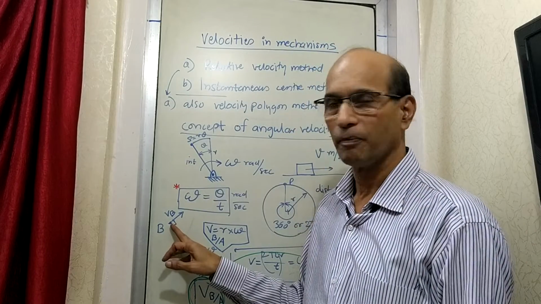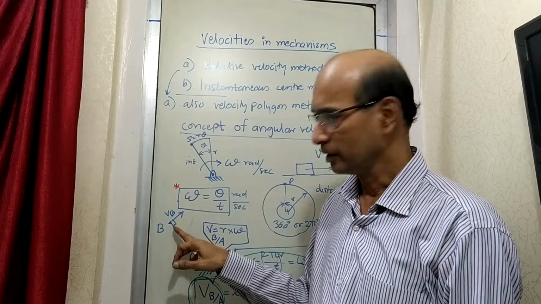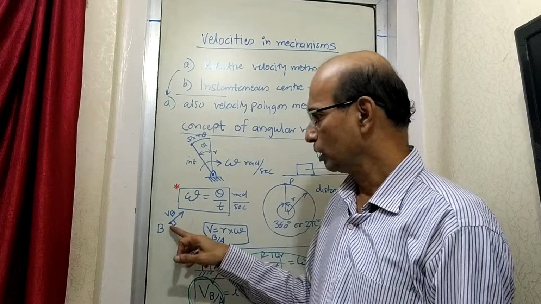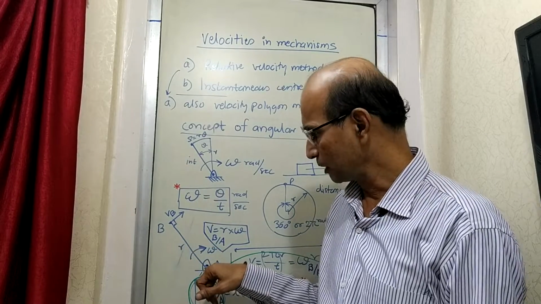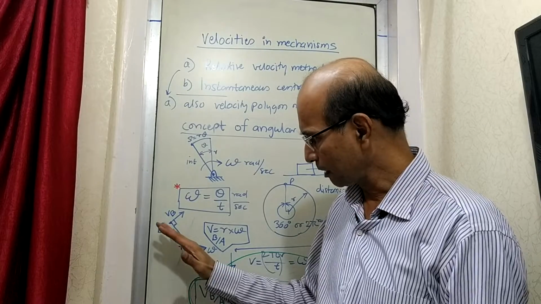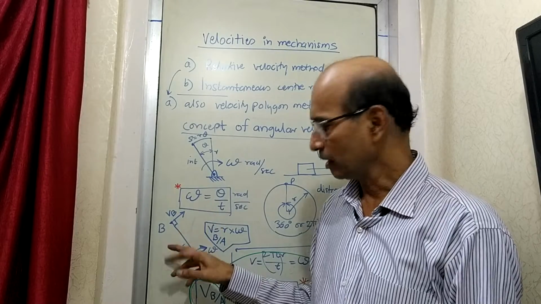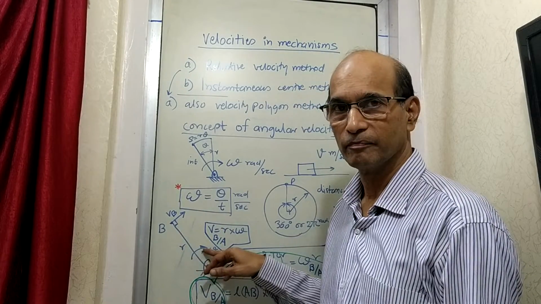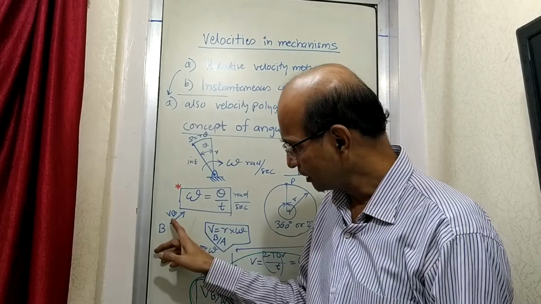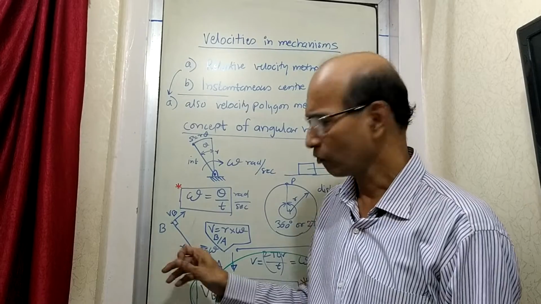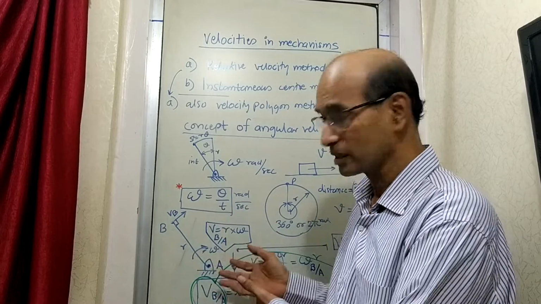So the direction of velocity of a point on a link is perpendicular to the line joining that point with respect to the known point. That means perpendicular to this line, and along the direction of angular velocity. Because the angular velocity is like this, it is like this. If the angular velocity is this way, then it will be in this direction. What we are writing is not something great, because it is very simple to understand and we have already discussed it.